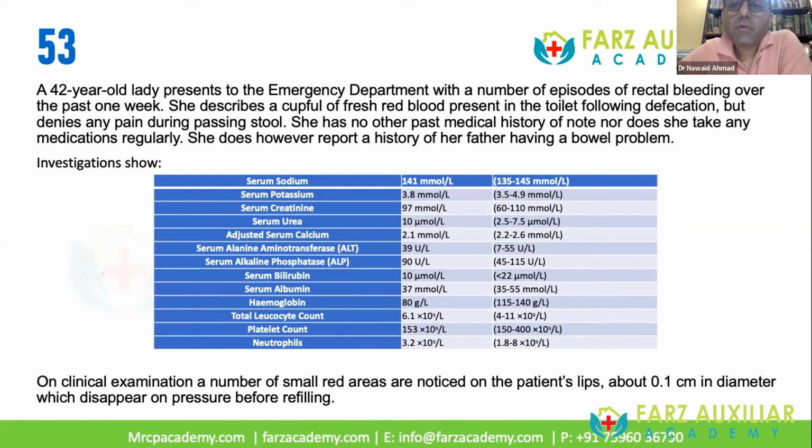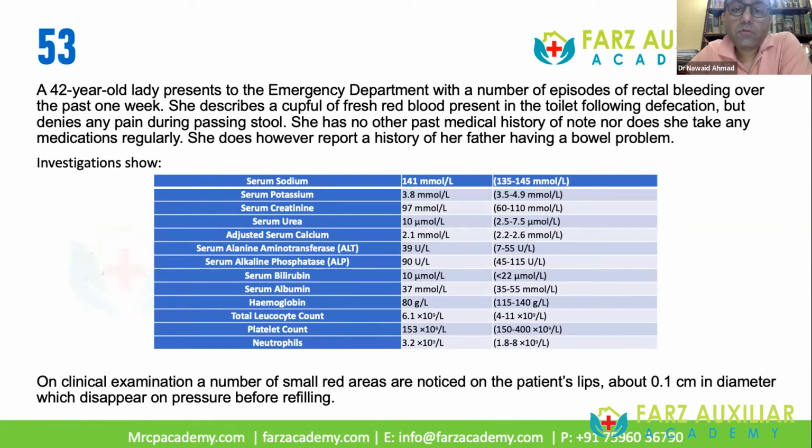A 42-year-old presents to ED with a number of episodes of rectal bleeding over the past 1 week. She describes a cup full of fresh red blood present in the toilet following defecation. So, red blood after defecation, that is an important point, but she denies any pain during passing stool. She has no other past medical history of note, nor does she take any medication. She does, however, report a history of her father having bowel problems.